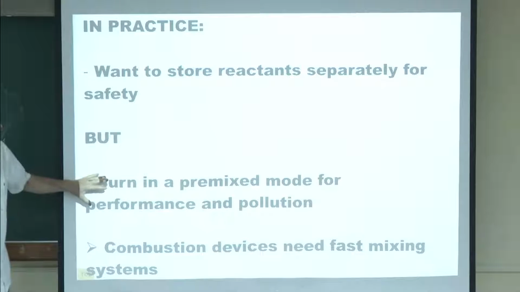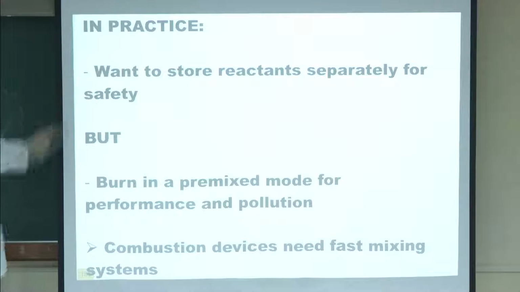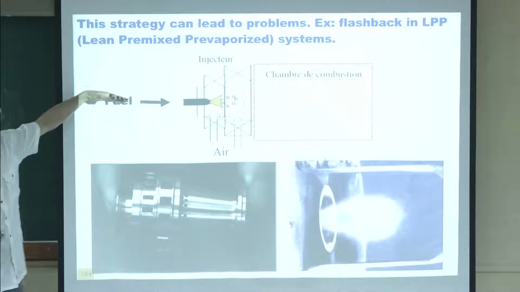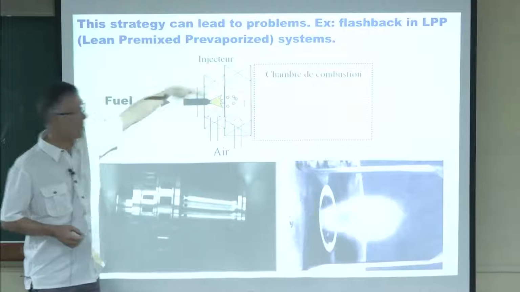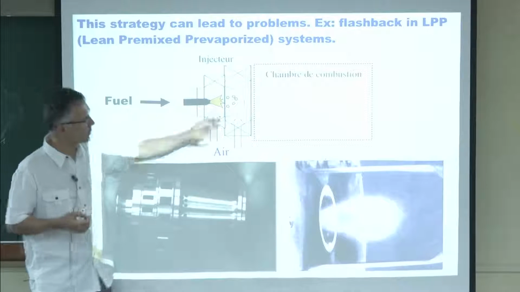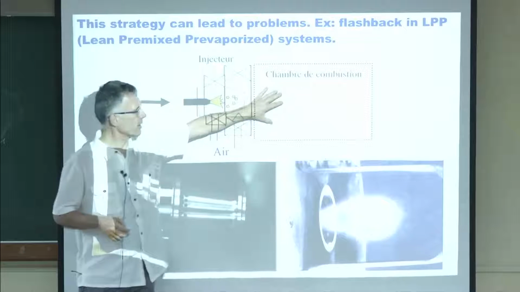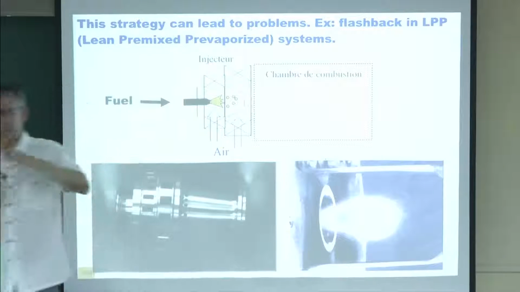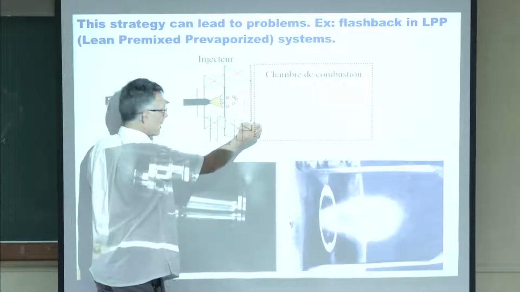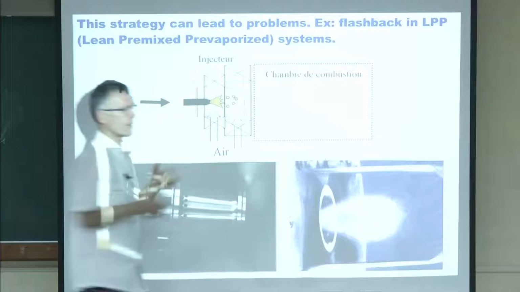Now, this brings us to an interesting statement for practical systems: we would like to burn in a premix mode, and we would like to store separately. These two objectives are not compatible. There's one way to do that: we need to be able to produce fast mixing. Again, I'm coming back to cooking. If you have a line here coming from the fuel tank, and here you have the airflow, our objective is to mix them as fast as possible. We would like to produce a premixed-like flame here, while still not having to mix them really. We know it's very difficult. There's one way to do it.